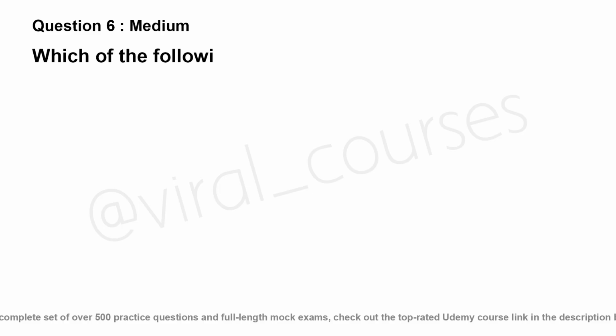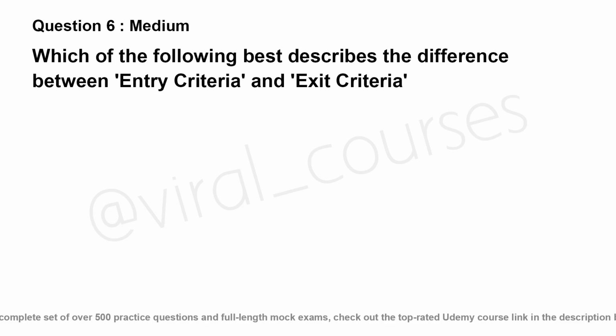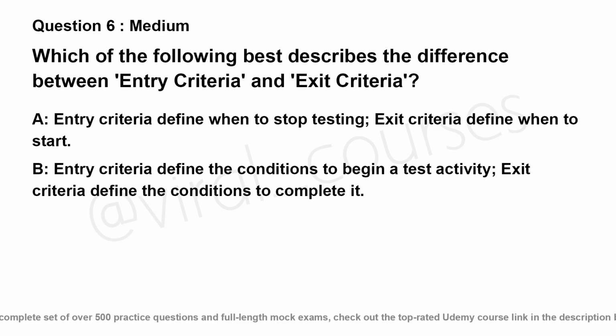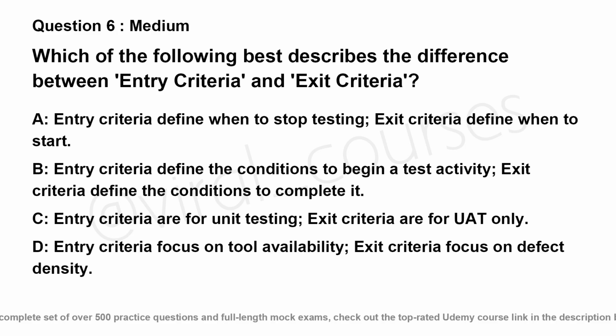Which of the following best describes the difference between entry criteria and exit criteria? Option A. Entry criteria define when to stop testing. Exit criteria define when to start. Option B. Entry criteria define the conditions to begin a test activity. Exit criteria define the conditions to complete it. Option C. Entry criteria are for unit testing. Exit criteria are for UAT only. Option D. Entry criteria focus on tool availability. Exit criteria focus on defect density.